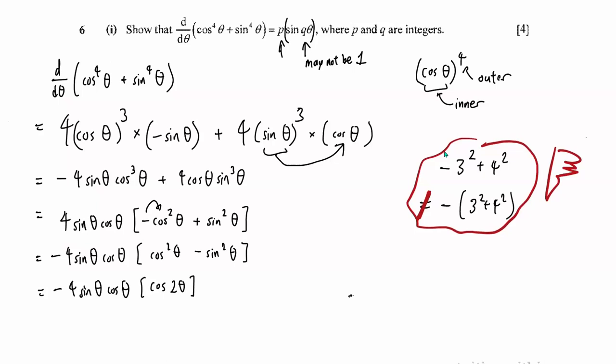Let's see how. I see a way out. When you have a sine multiplied by a cosine, does it remind you of anything? Any identities? Maybe I should have taken a screenshot of the identities.